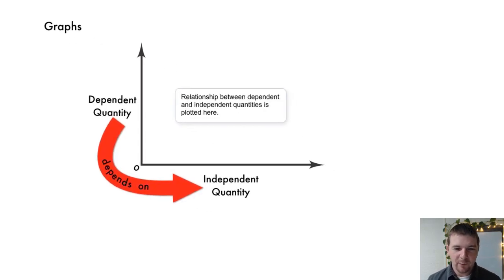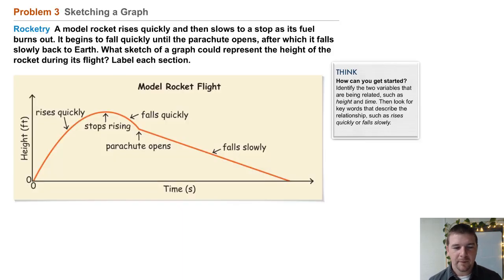So in a graph, we'll have the dependent quantity on the vertical axis, the y-axis, and the independent quantity on the horizontal or x-axis. Problem 3, sketching a graph.